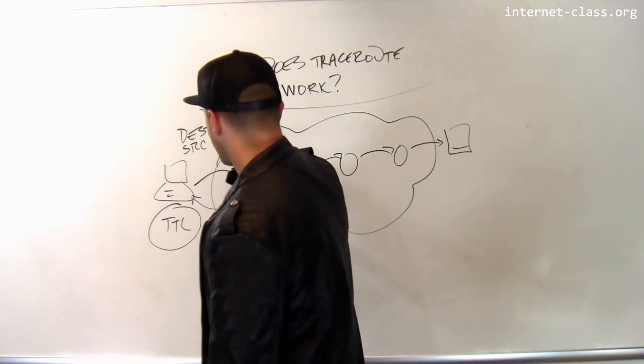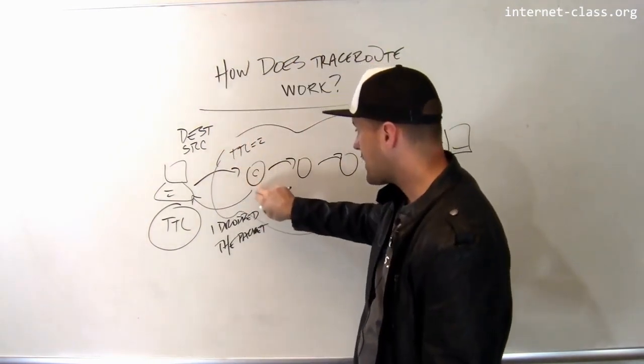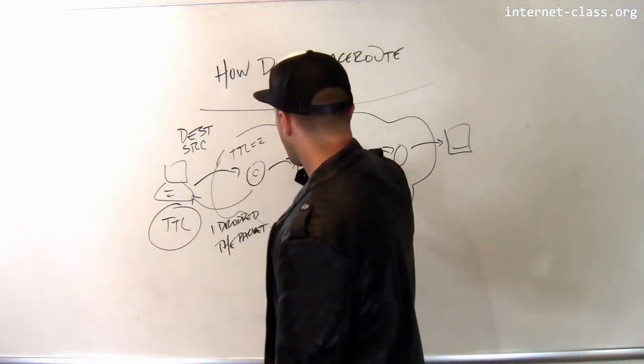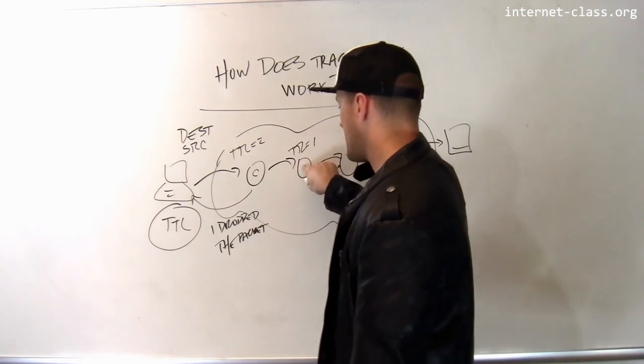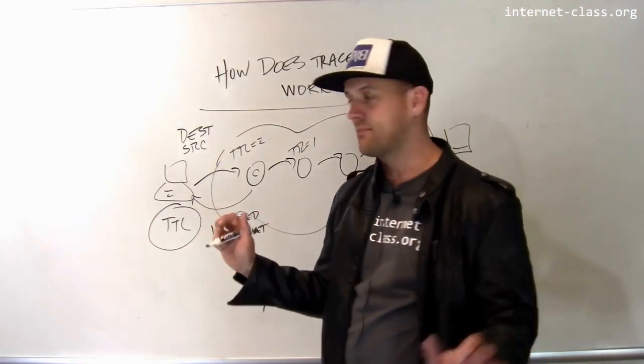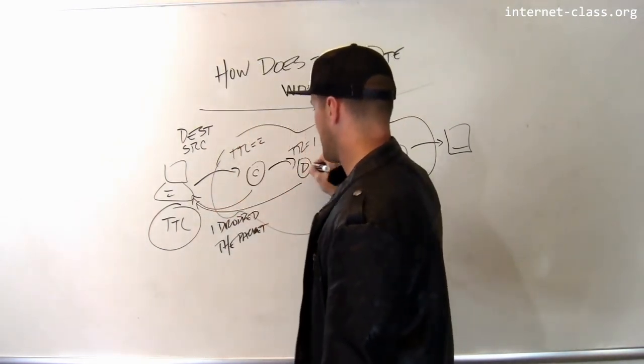Now what I do is I set the time to live of the packet to be 2. And so router C will route the packet 1 hop forward, decrementing the time to live. But when it gets here, the time to live is 1. The router decrements the time to live, and it says the same thing as the first router. It says, uh-oh, I have to drop this packet. So it sends a message back to the source, and it identifies itself.